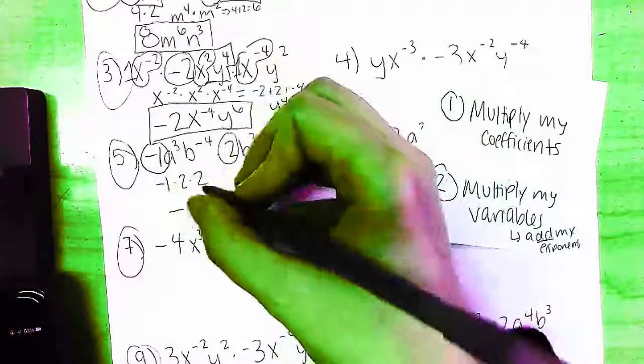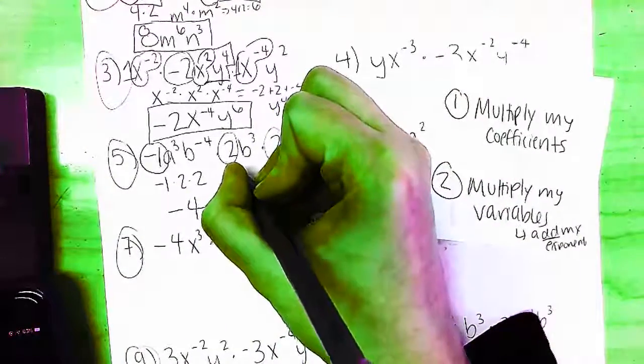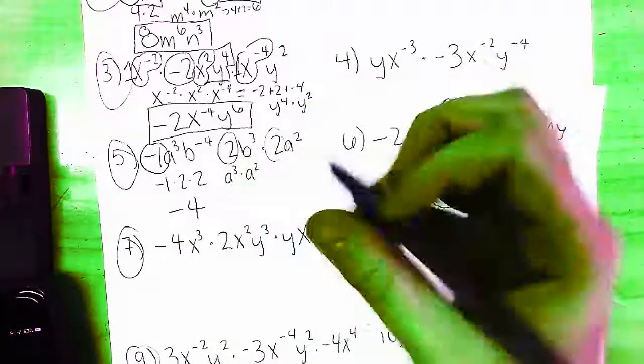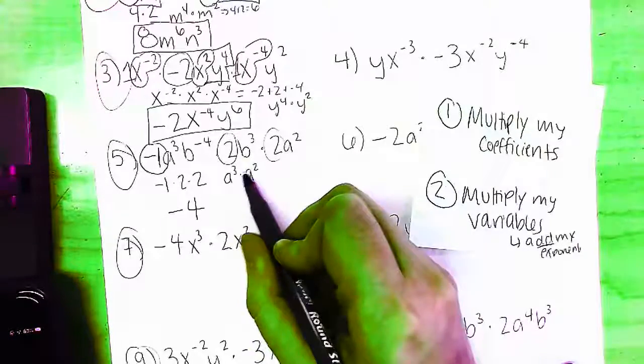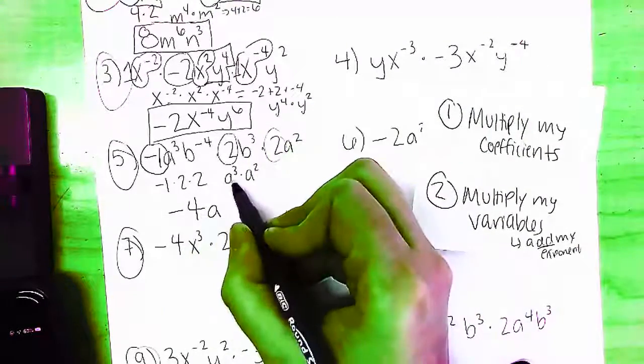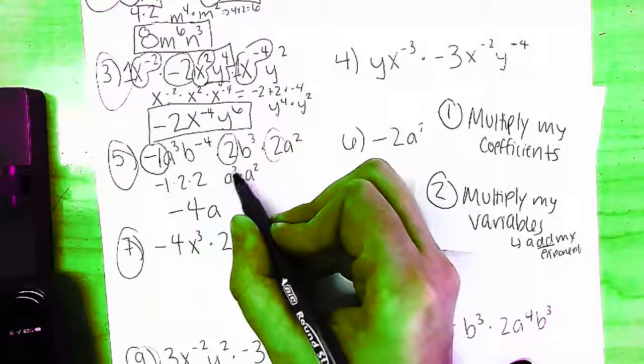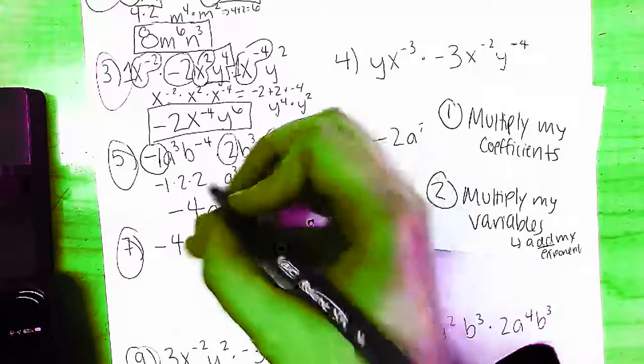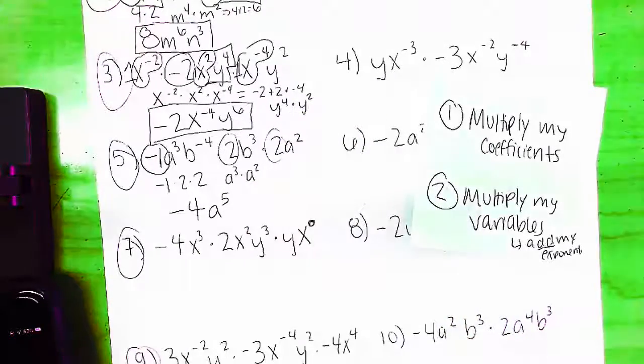Next, I see these a's. So I see an a to the 3rd times an a to the 2nd. When I'm multiplying, I add my exponents. So 3 plus 2 gives me 5.